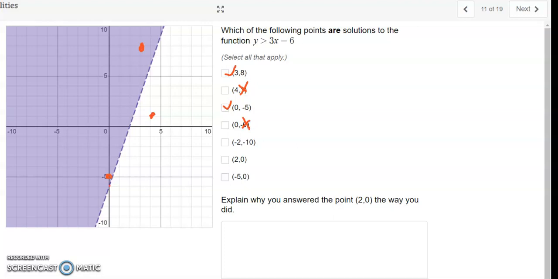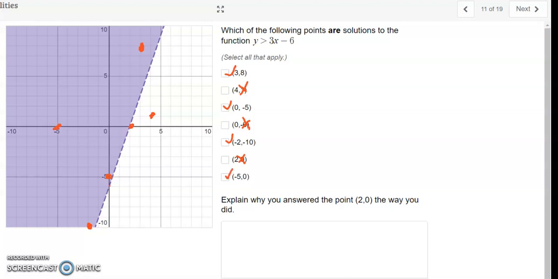Negative 2, negative 10, if I go to negative 2 on my x, which is right here, and then go all the way down to negative 10, which is down here, I'm within the shaded region, so yes, it is a solution to the inequality. If I go to 2, 0, that's right here, right on my dotted line, so it's not going to be a solution. And then negative 5, 0, negative 5 on my x, 0 on my y, that's right here, so that is going to be a solution.